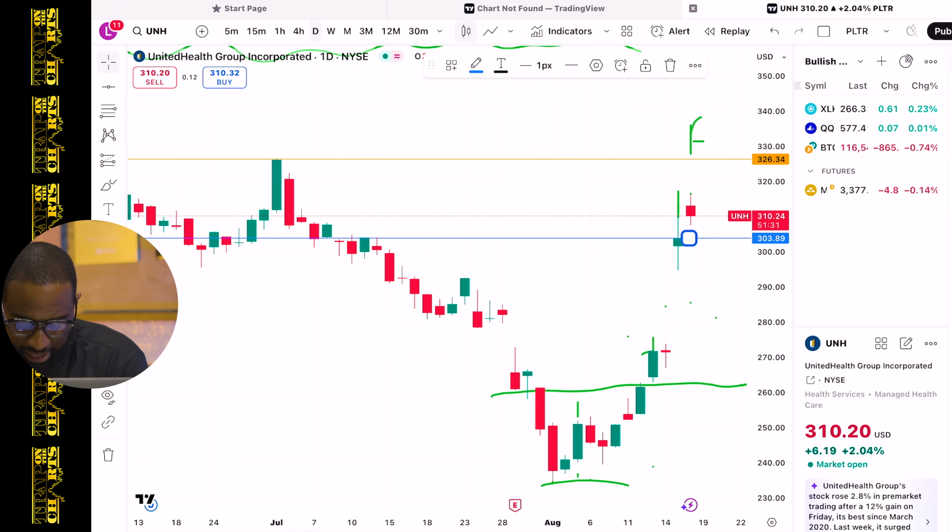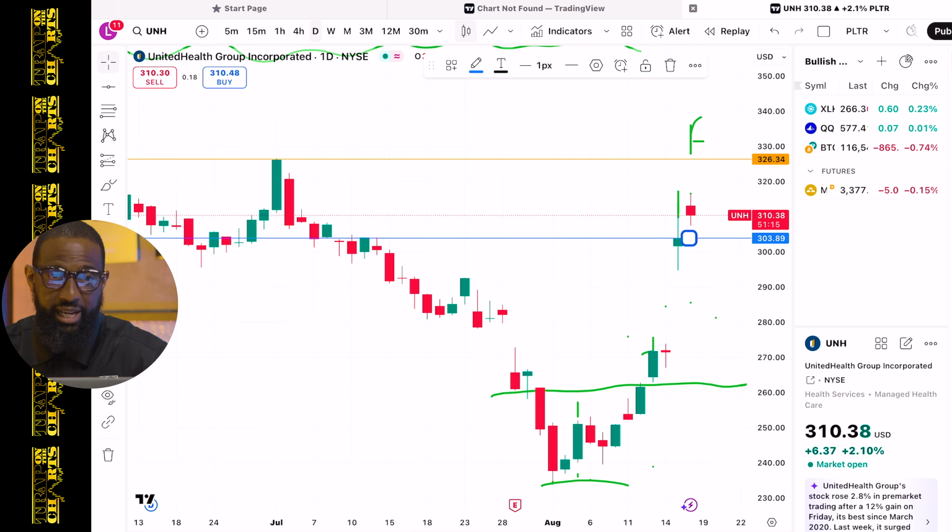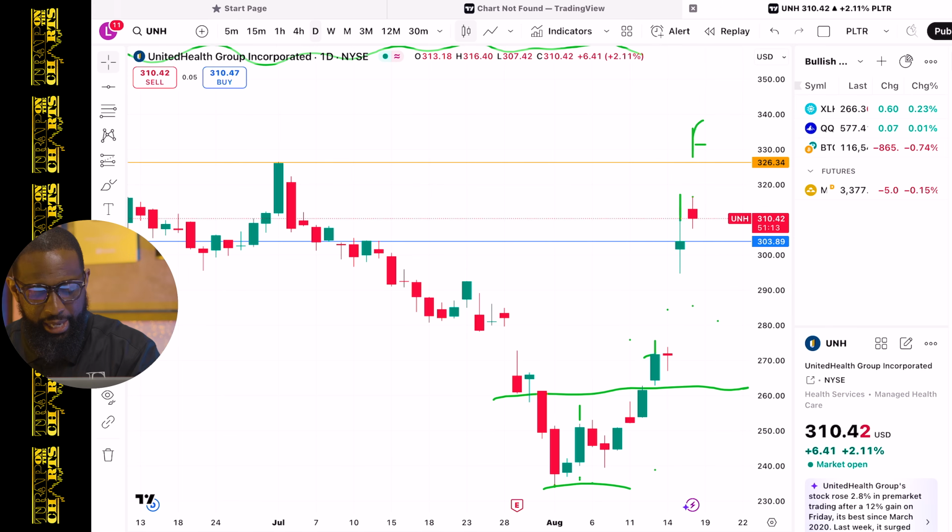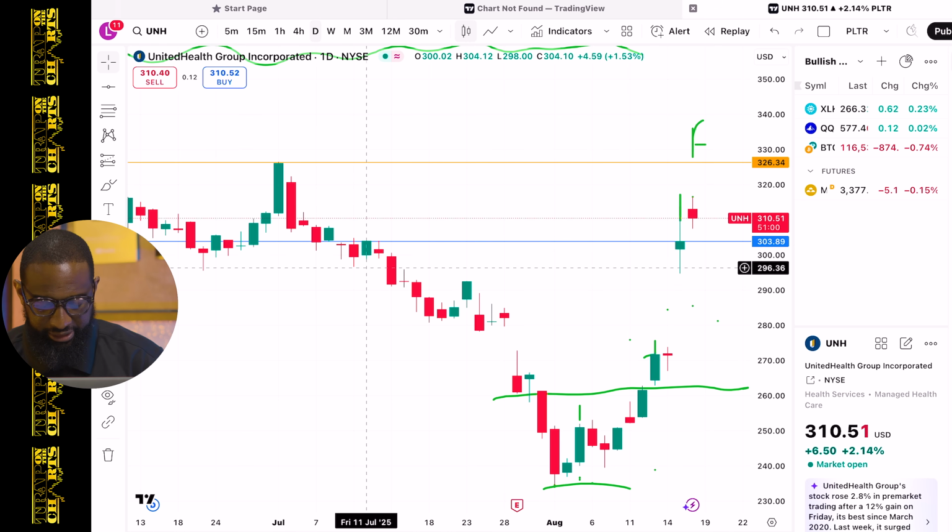What do we do if it comes down to 303.89? Does it bounce off that and come back up? We want to see that. Or does it come down past that and come all the way back into that gap? That's going to be important for us as traders to pay attention to. So if you're looking at UNH, you say, hey, does UNH come back down to 303? Does it get support at 303? Because you see where it's hitting.